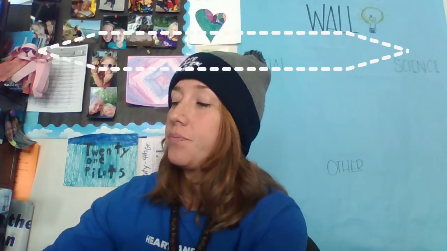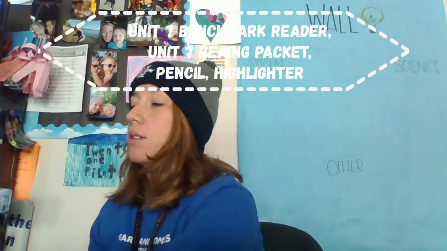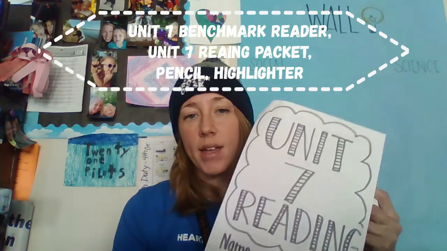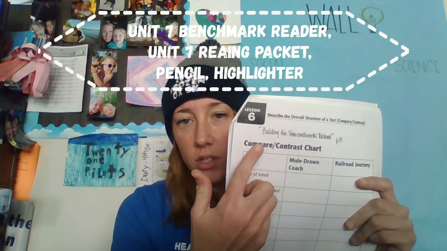Of reading. Today we are going to talk about comparing and contrasting the structure of text, and it's kind of interesting, comparing a mule-drawn cart to a train. You will need these things again: your Developing Nation book, if you have it, otherwise you can pull it up on Benchmark from Symbol, and your Unit 7 reading packet. We'll be on lesson 6, Building the Transcontinental Railroad.